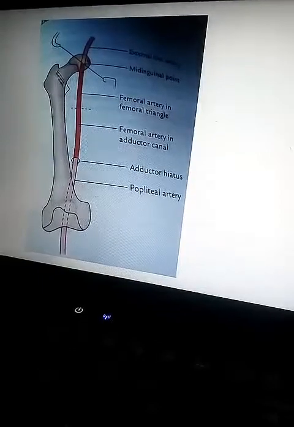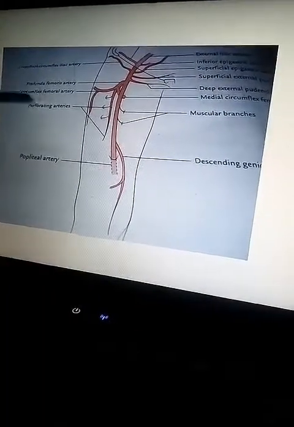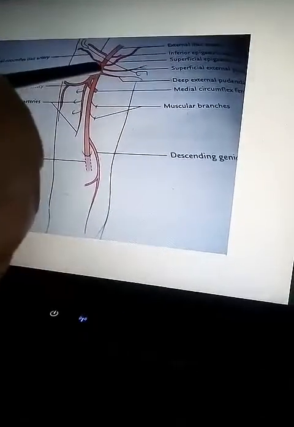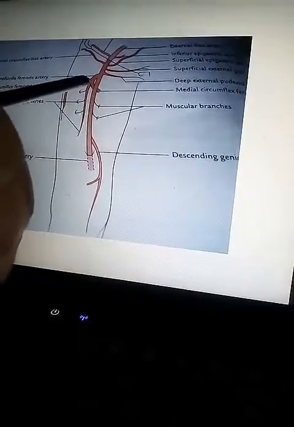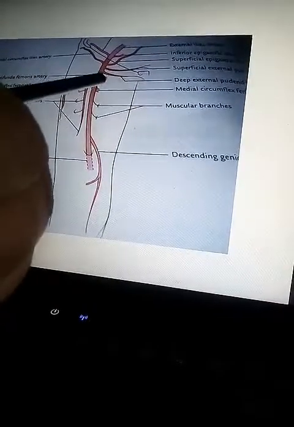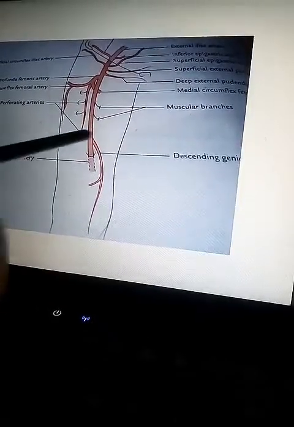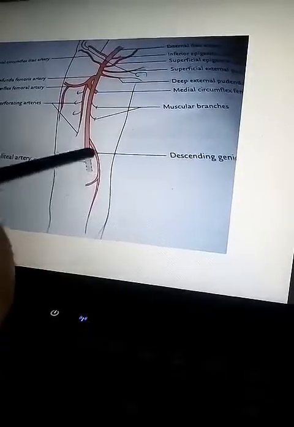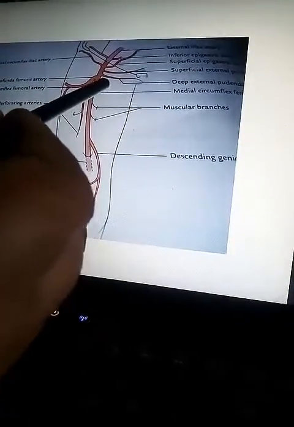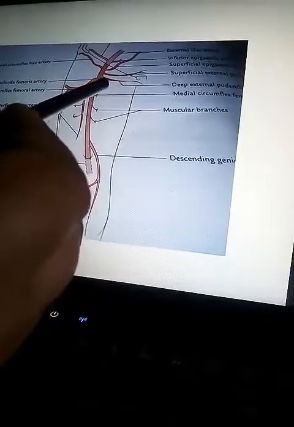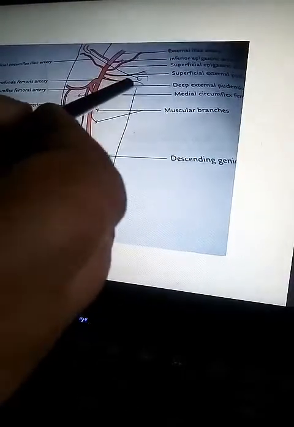Branches of the femoral artery: it gives three superficial branches, that are the superficial epigastric artery, superficial circumflex iliac, and superficial external pudendal artery. Now, three deep branches are profunda femoris artery, deep external pudendal artery, and the muscular branches. In the adductor canal, it gives the muscular branches and the descending genicular artery. The deep external pudendal artery arises just below the superficial external pudendal artery and passes medially deep to the spermatic cord or round ligament of the uterus and supplies the scrotum or labia majus.